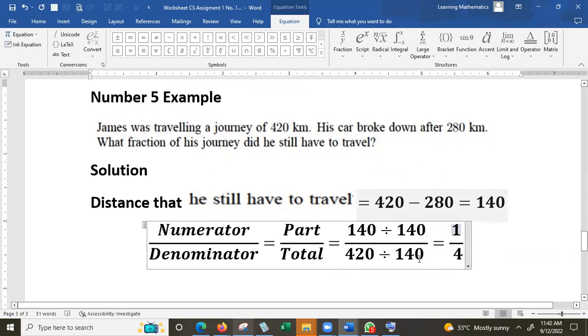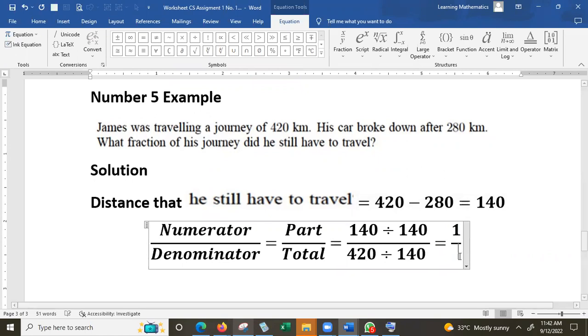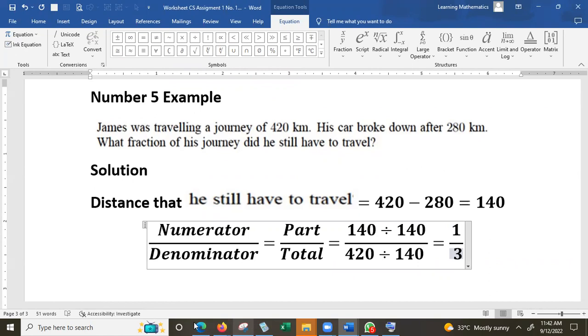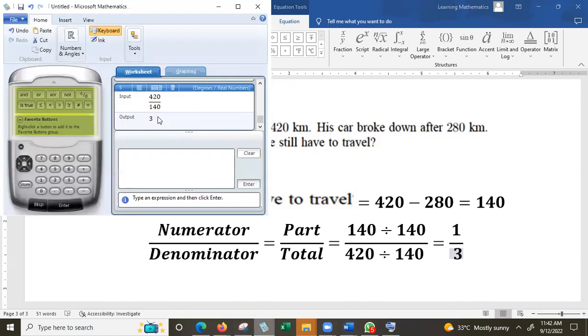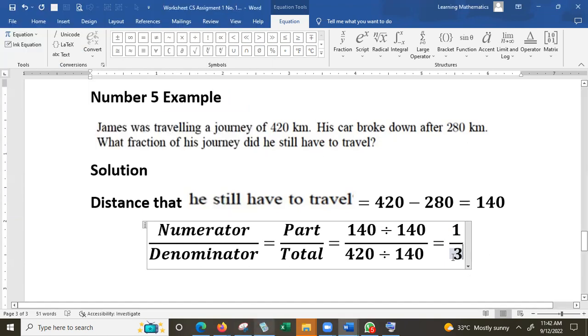Okay, no, 1/3. 1/3. Right. Because 420 divided by 140 is 3. So he has 1/3 remaining. He traveled 2/3 already. So he's missing 1/3, which is 140 kilometers, 1/3 of the 420. So the answer is 1/3.